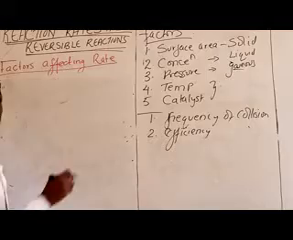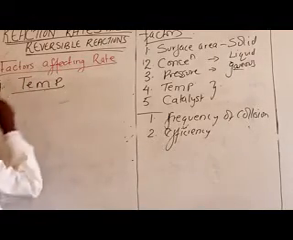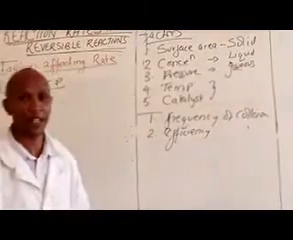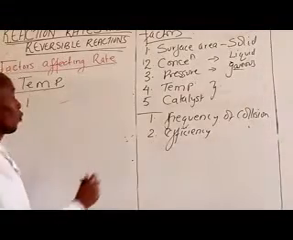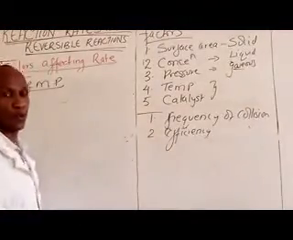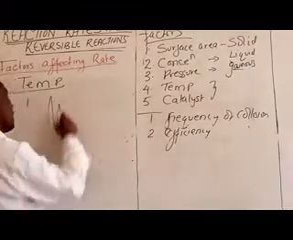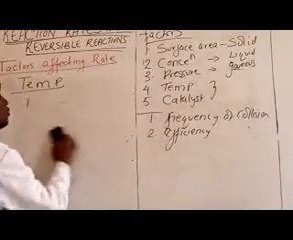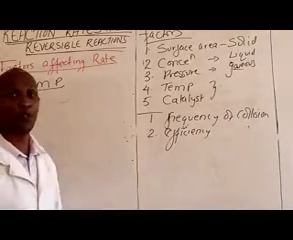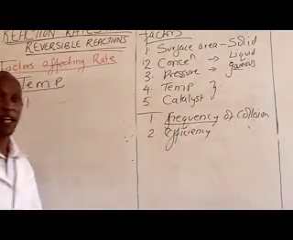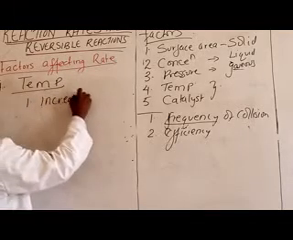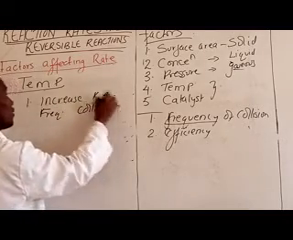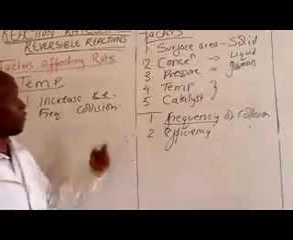The factor number 4 is the temperature. How does an increase in temperature affect the reaction rate? Now, it has a twofold effect. Number one, an increase in temperature will increase the kinetic energy of the particles. The particles are going to be moving faster, therefore they are going to collide more often. When they collide more often, they are going to lead to a faster reaction. So increased kinetic energy means more frequent collisions, and therefore the rate of the reaction will increase.